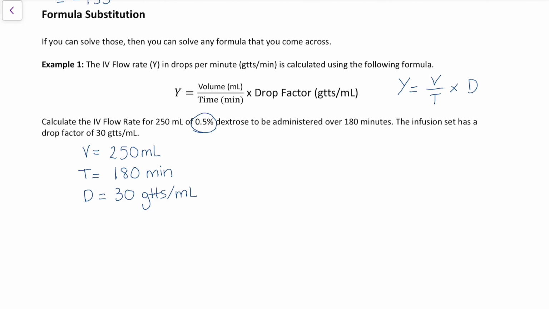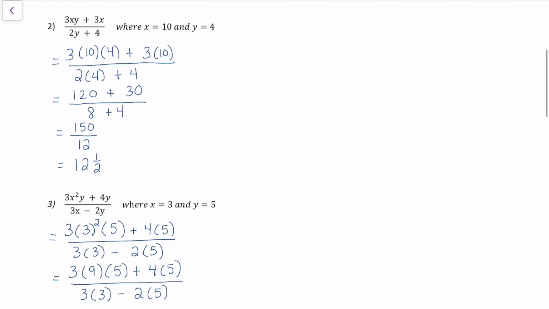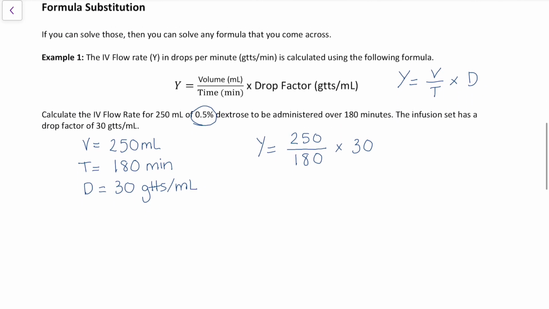And now I can solve for Y, or our flow rate, by just substituting it into our formula. So my Y equals volume, which is 250, over time, which is 180, times the drop factor, which is 30. And now we've taken a formula which maybe looks a little bit confusing. We've never seen it before, which can bring up maybe a bit of anxiety, but we can take it and really simplify it down into basically what we did here, which is just an algebraic expression that we're substituting numbers in. And now I can solve using my order of operations.